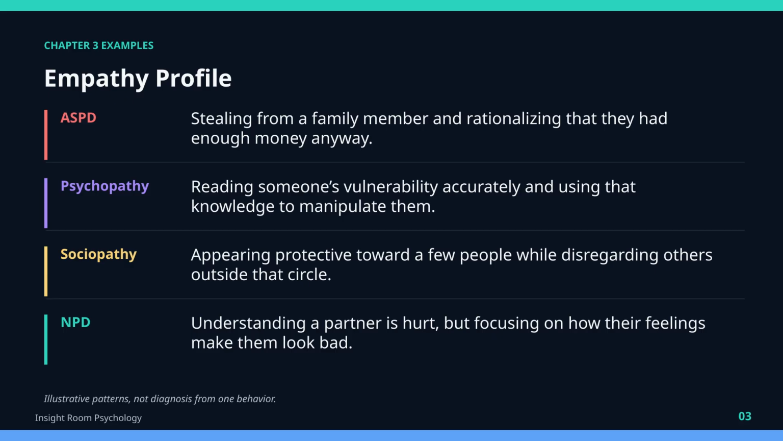They may understand what others feel, but affective empathy and compassionate responsiveness may become impaired when their self-esteem, image, status, or sense of superiority is threatened. For example, a person may understand that their partner is hurt, but quickly shift focus to how the partner's feelings make them look bad. Instead of responding with care, they become defensive, ashamed, contemptuous, or self-protective. So empathy is not just present or absent.